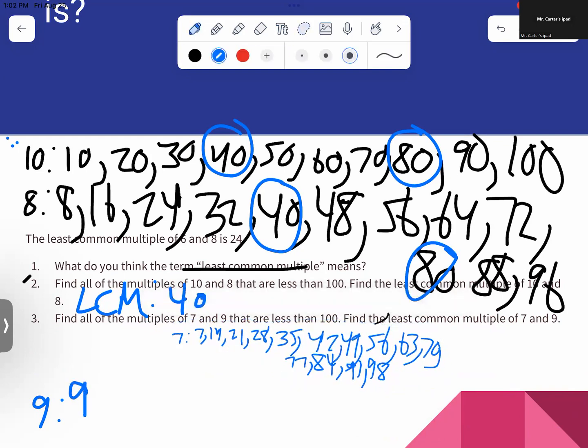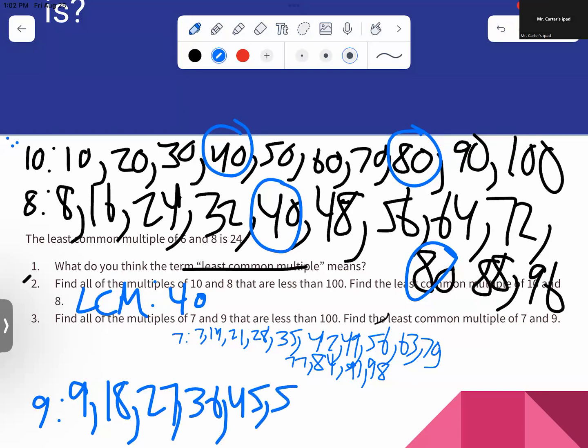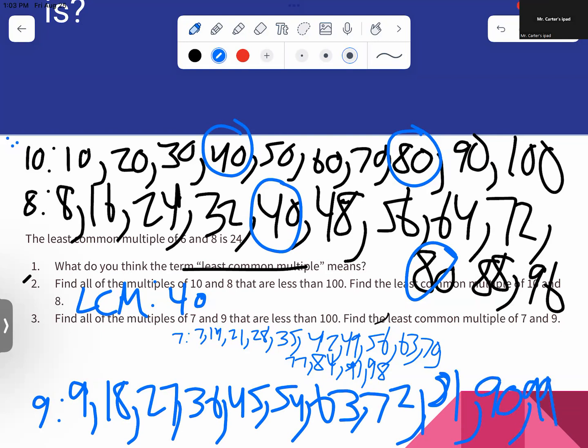All right, so then 9 times 1 is 9, 18, 27, 36, 45, 54, 63, 72, 81, sorry, 90, and 99. Okay, so what we should notice on this is that the first common multiple is actually going to be 7 times 9 and 9 times 7. So 63 is the least common multiple in this case. But it's not always the two numbers multiplied together, which you see on number 2.